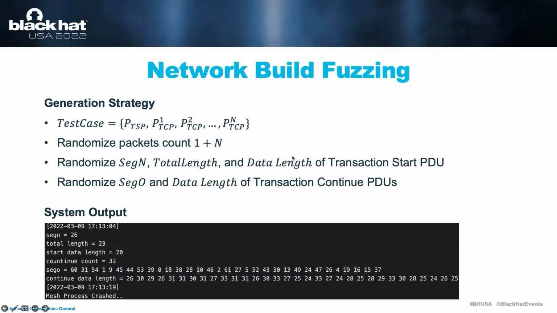When generating the test case, we first randomize the package count 1 plus n, and then we randomize the SEGN, the total length, the data length of the transaction start PDU, and we randomize the SEGO, the data length of the transaction continue PDU, to form a test case. And this is an example. The fuzzer has generated parameters such as SEGN, and this test case finally caused the target device to crash.